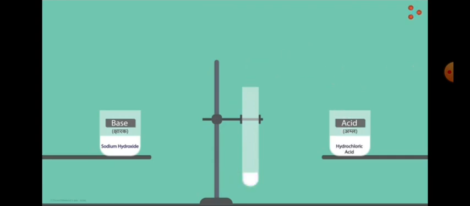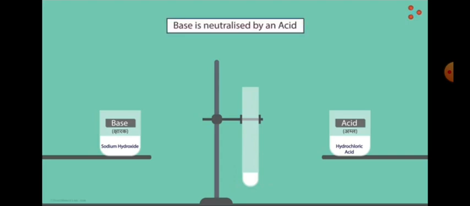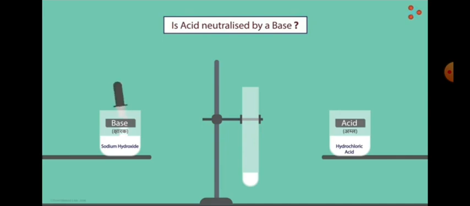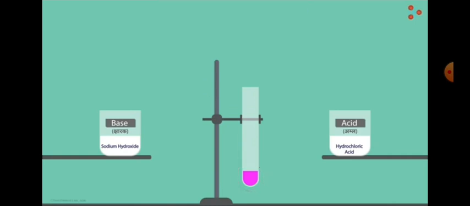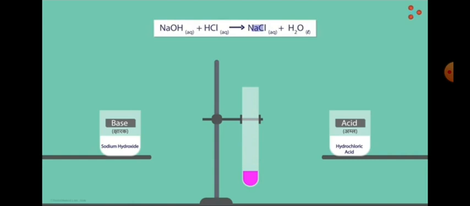Now add acid to this. Yes, what changes can you see there? It has become colorless, right? So is the base neutralized by an acid? Yes. Then is the acid also neutralized by the base, students? To know this, now again take the base, a few drops, and add it to the test tube. Again the color reappears. You can see the pink color in the test tube there. Right?